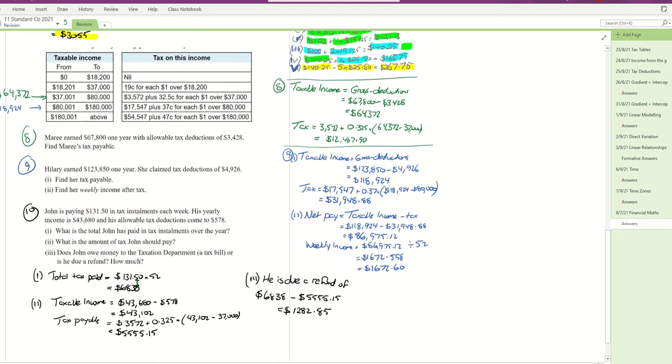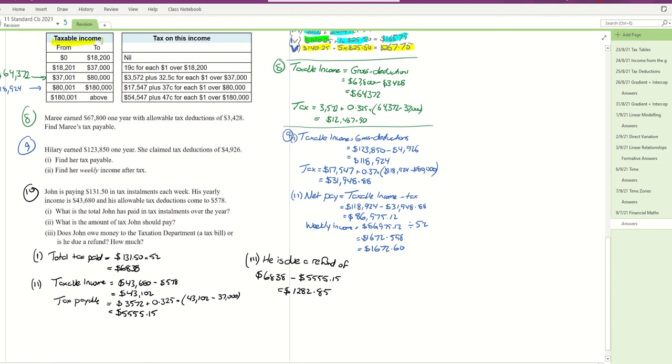All right, let's have a look now at these taxable ones. For all of these in the tax tables, we want to work out the taxable income first. Our taxable income is our gross income minus the deductions. So our first question, question 8. Marie earns $67,800, allowable tax deductions of $3,428. So first of all, taxable income is gross minus deductions, 67,800 minus those deductions, 64,372.